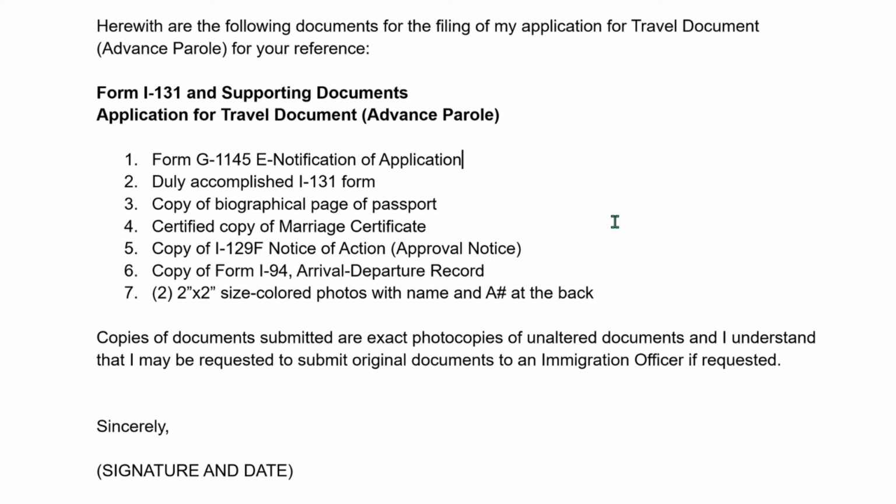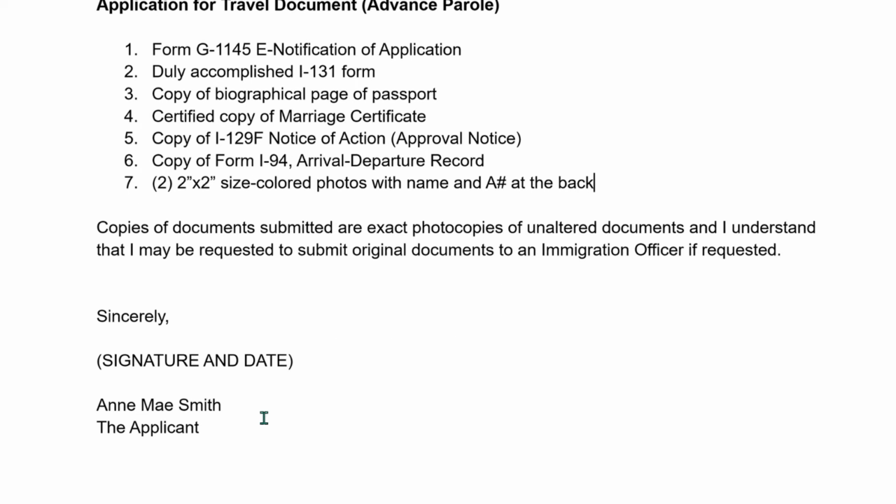They are actually the same requirements as our application for employment authorization. So, we have here the Form G-1145, a notification of application. And of course, the Form I-131, our application form. Don't forget to sign at the very end of the application form. And the biopage passport, our certified copy of marriage certificate, the copy of I-129F, NOA 2, and the copy of Form I-94, arrival departure record, and last, the two pieces of 2x2 pictures with the name and alien number at the back. And don't forget to sign and put the date.